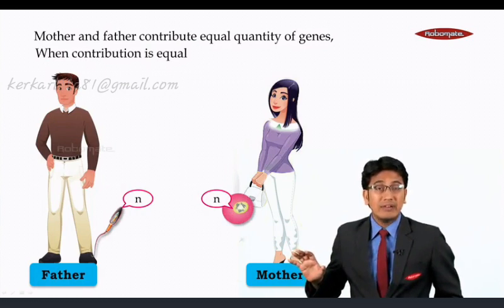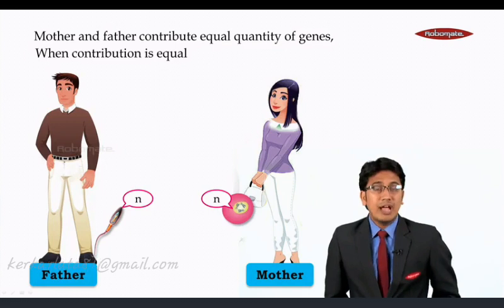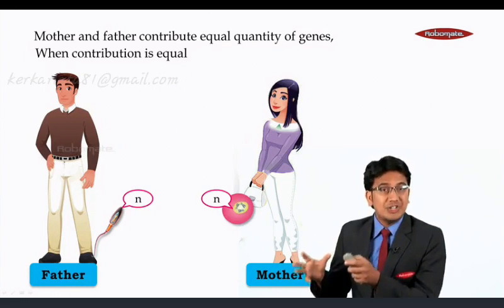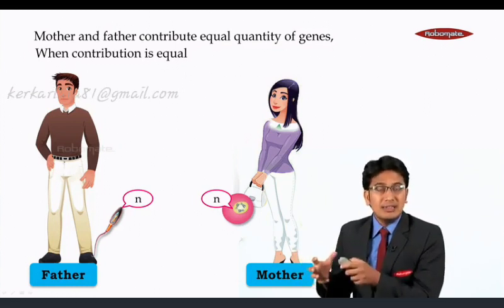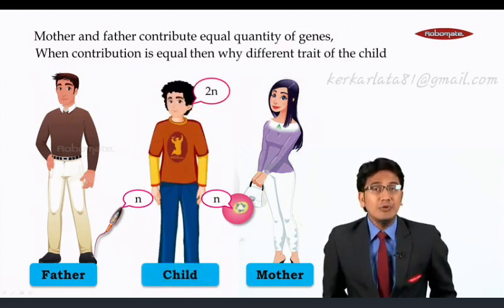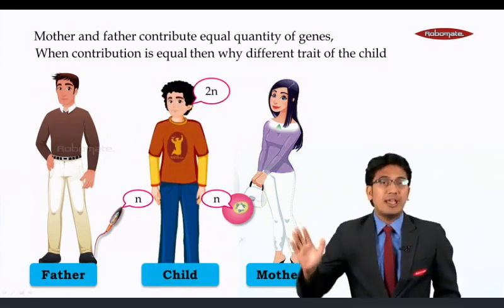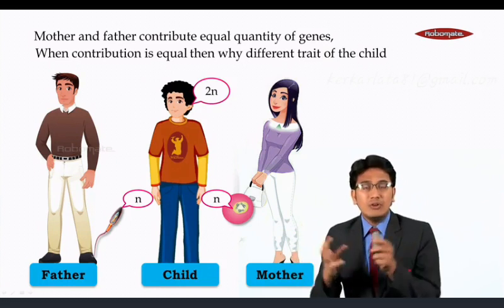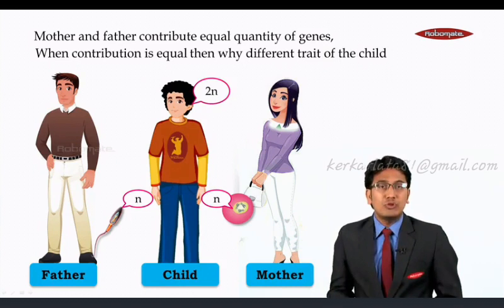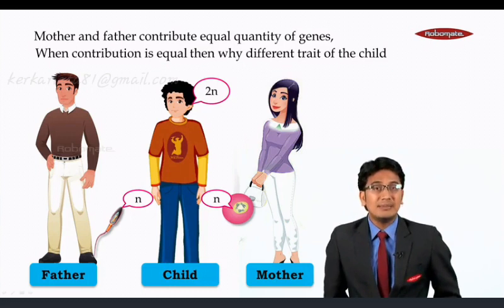A mother and a father contribute equal quantities of genes in the form of sperm and ovum. In sperm, there are N chromosomes, and in ovum, there are also N chromosomes. When the quantity of chromosomes, which contain DNA, which contains genes, is equal, then why is a different character seen? Contribution is equal, then why a different trait in the child? A mother contributes N, a father contributes N, and it becomes 2N in the child. When there is an equal number of chromosomes, why does this child show only one character at a time?